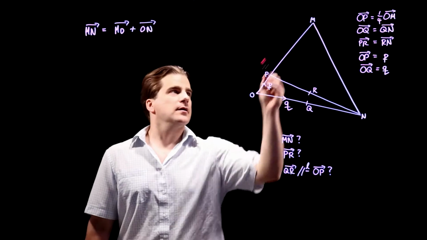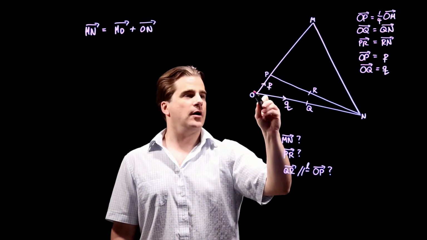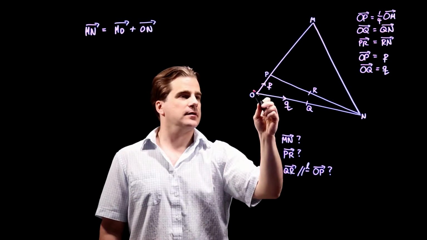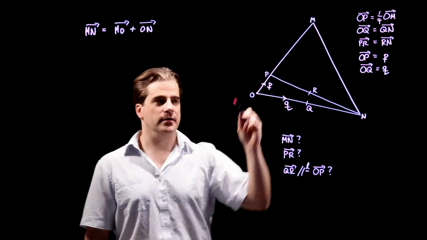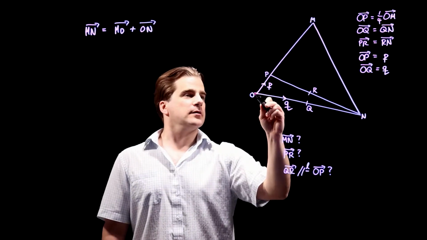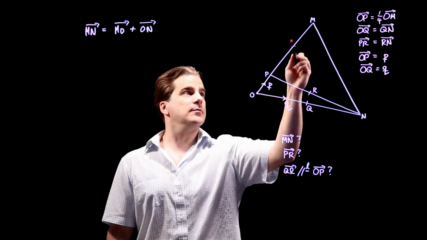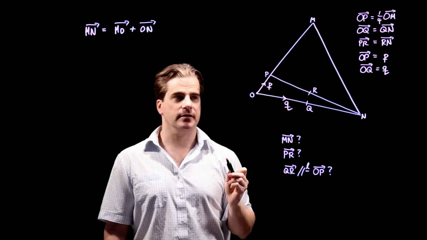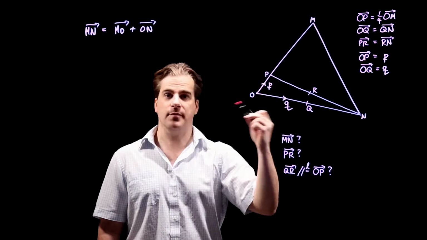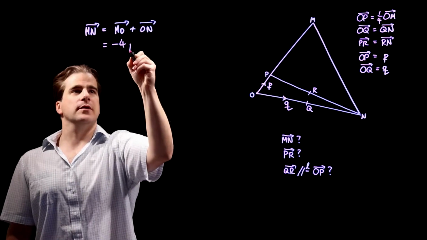So, M to O. Well, we know how to get from O to M because O to P is a quarter of O to M. So there's one little p vector there and then three more to go from P to M. So O to M is 4p. Therefore M to O is minus 4p. So that becomes minus 4p.